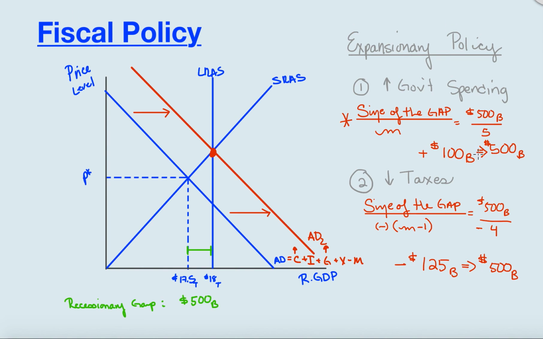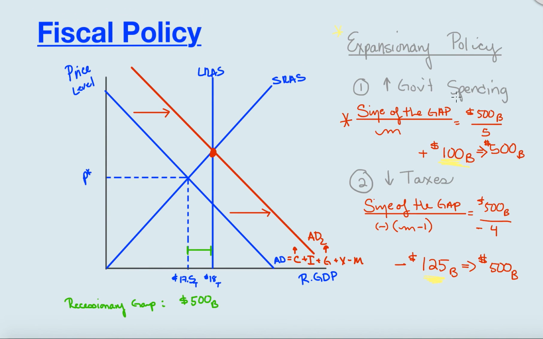So the bottom line is this is how much we would have to increase government spending by, and this is how much we would have to decrease taxes by if we were trying to decrease taxes in order to increase consumption. So this is obviously expansionary policy.